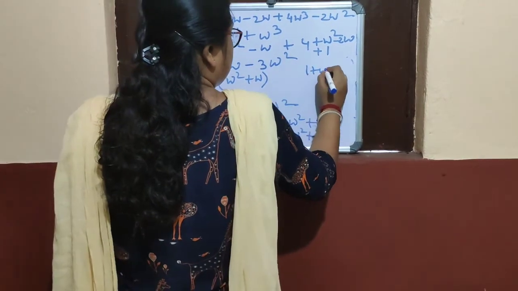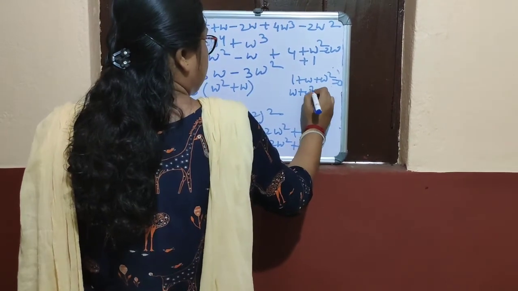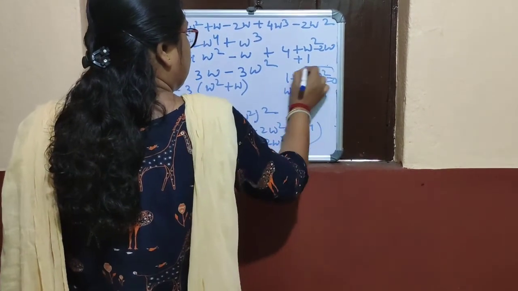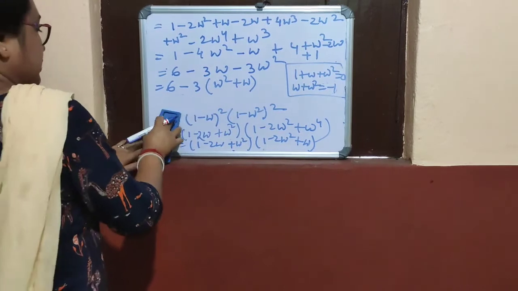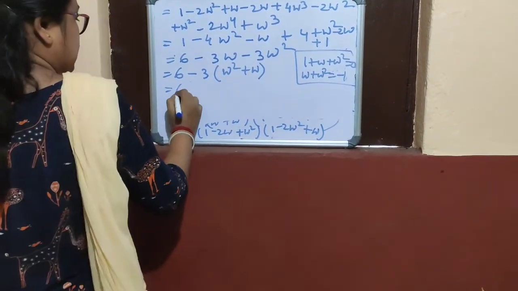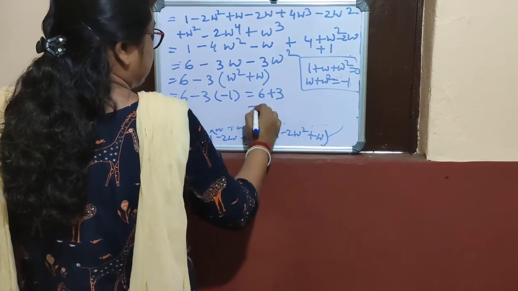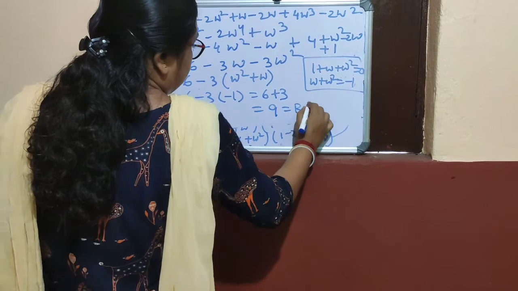You know 1 plus omega plus omega square is equal to 0, and so omega plus omega square is equal to minus 1. Okay. Now you put here 6 minus 3 times minus 1, that is 6 plus 3. This is equal to 9.